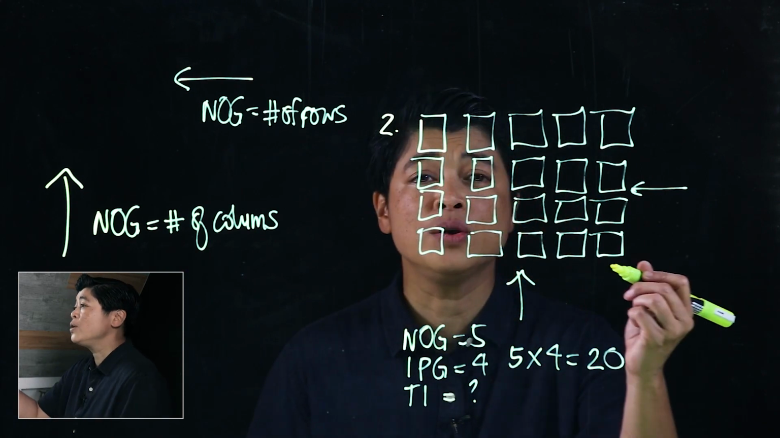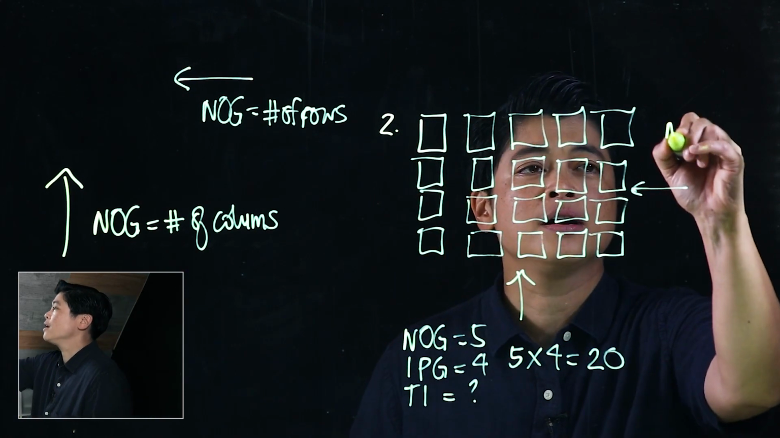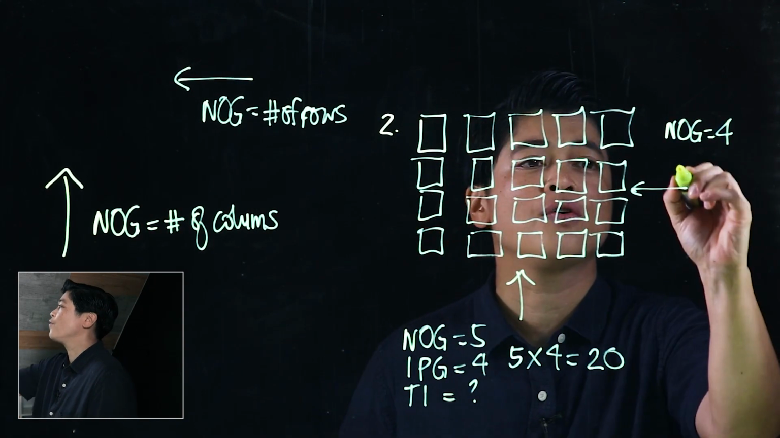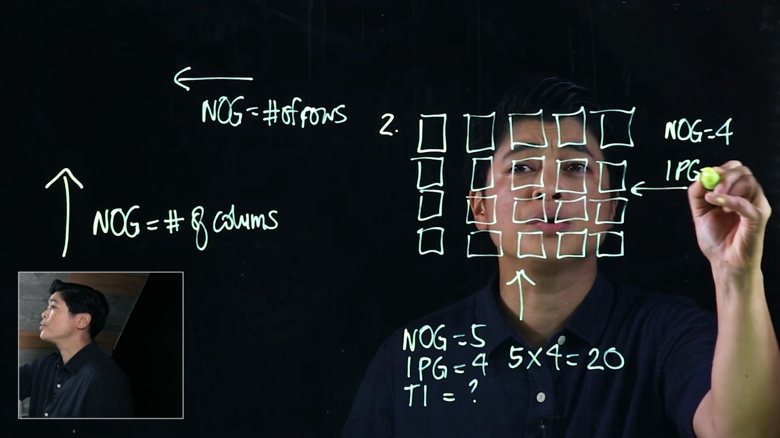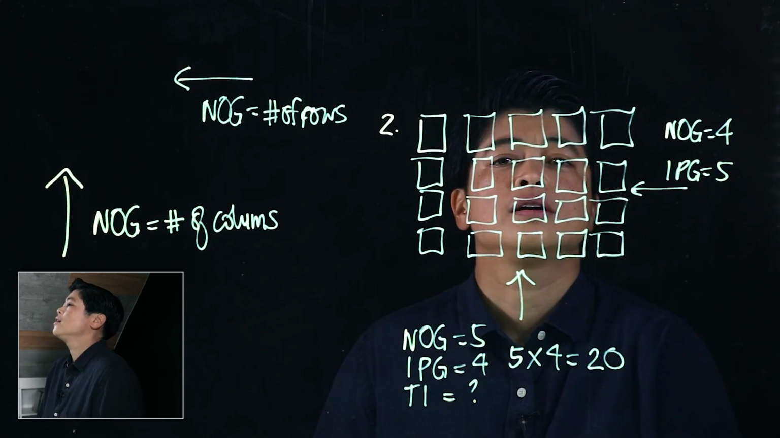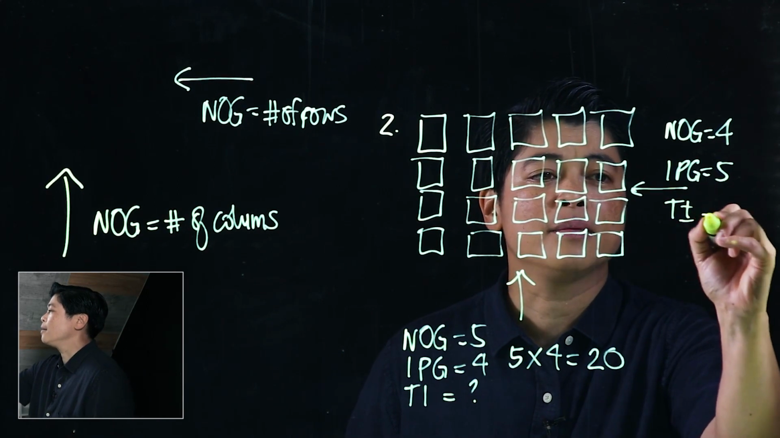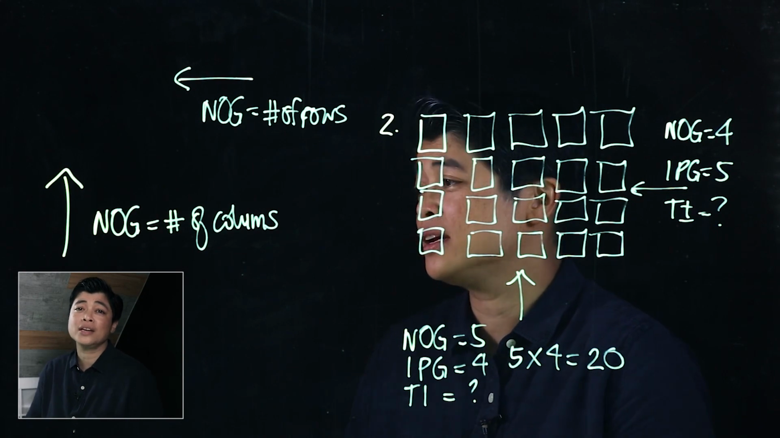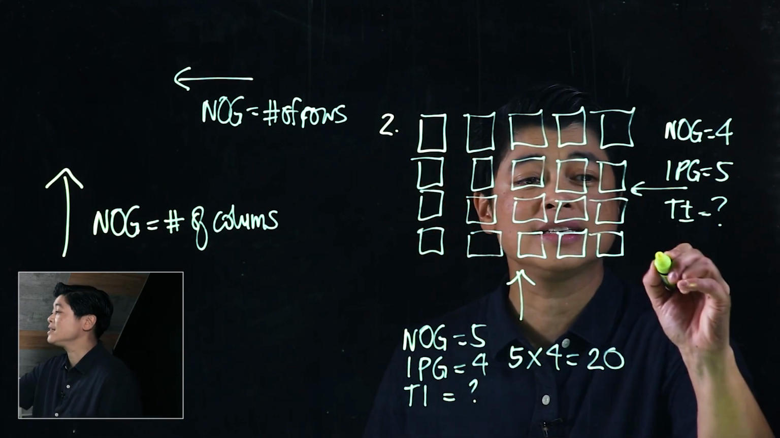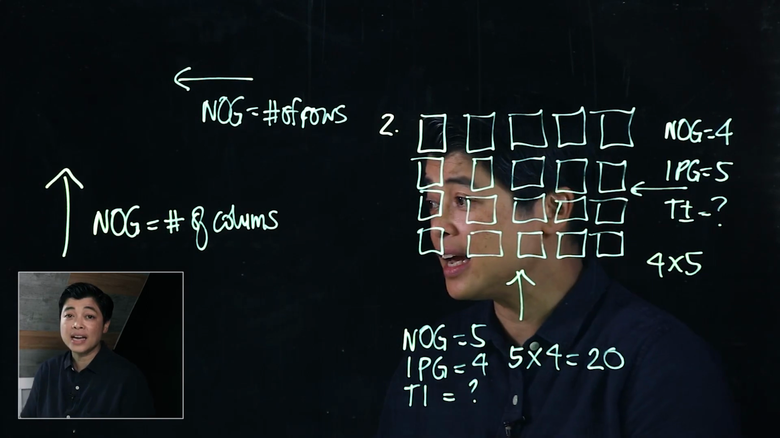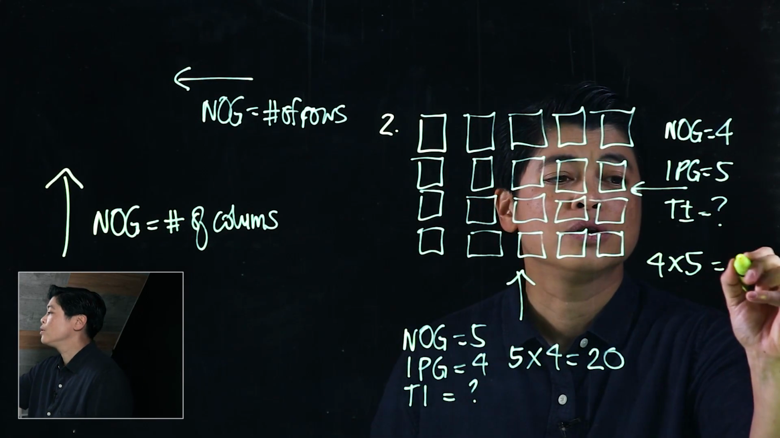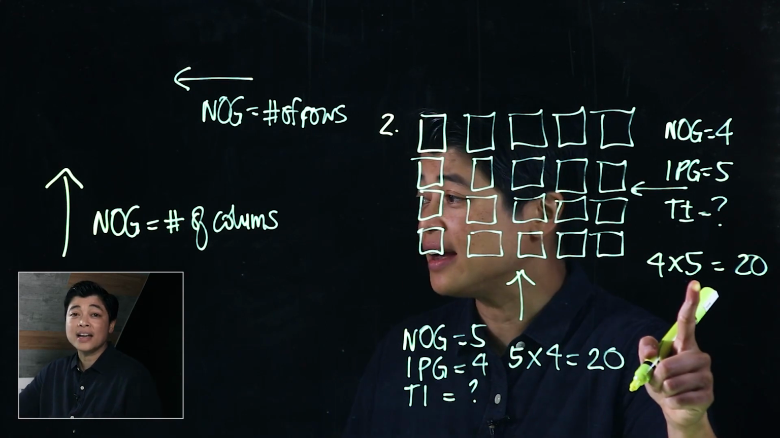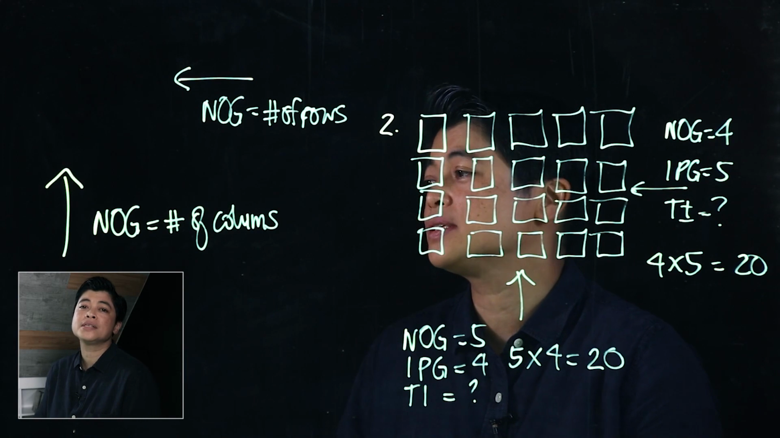However, if they give you the row, this is your number of groups will be the number of rows. There are 4 rows. Items per group will now be 5 cars. And total items will be the unknown. So the lesson says multiplication in any order. So as we can see, this is now 4 times 5 will also give you 20. So this is why it's okay to count by 5s even if the number of groups is 4.